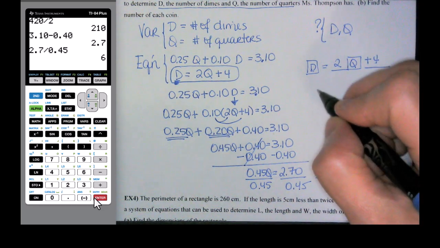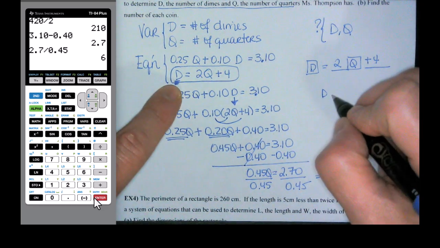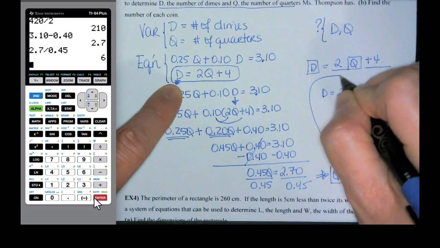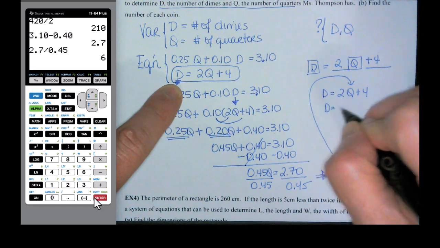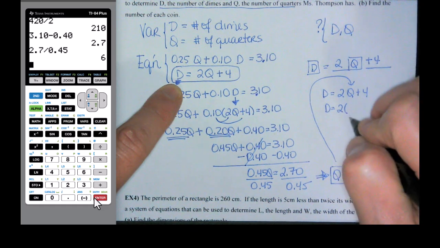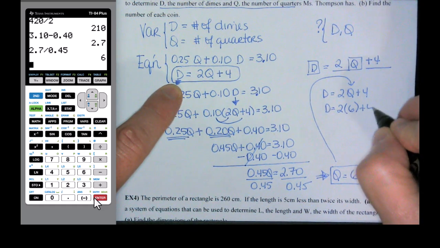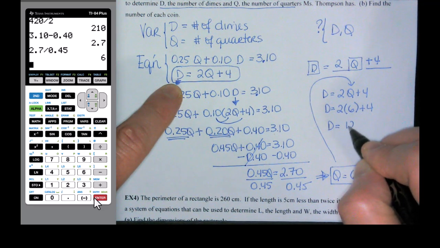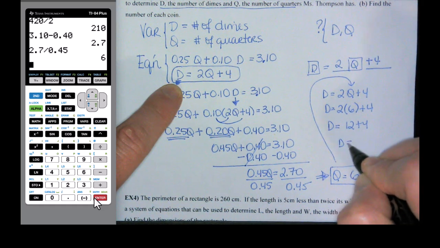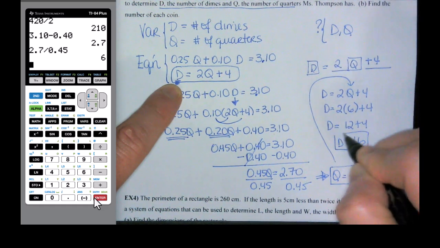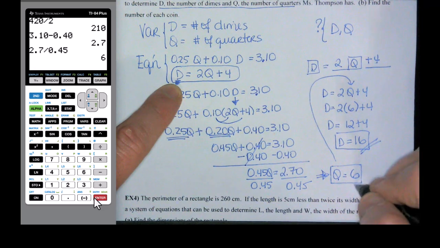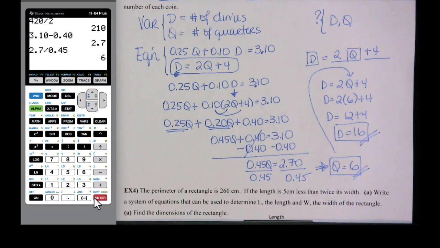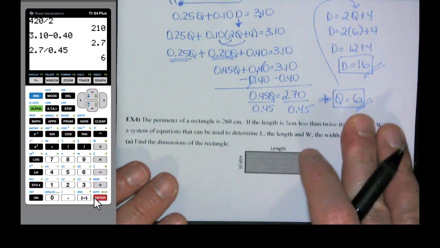And then to find the number of dimes, we copy the circle here, and we bring this value q that we found. So this would be 2(6 + 4). So this would be 12 plus 4, which is 16. So there's a total of 16 dimes and 6 quarters. Very well. Let's go on to the next problem.